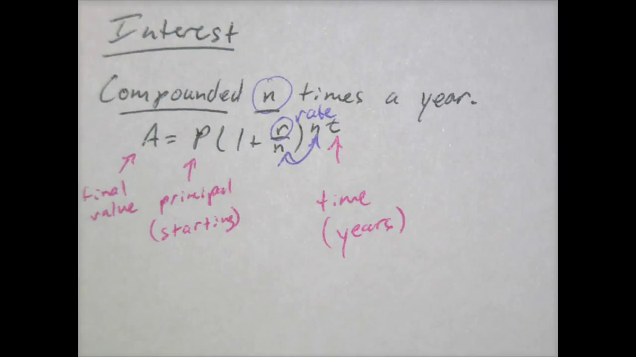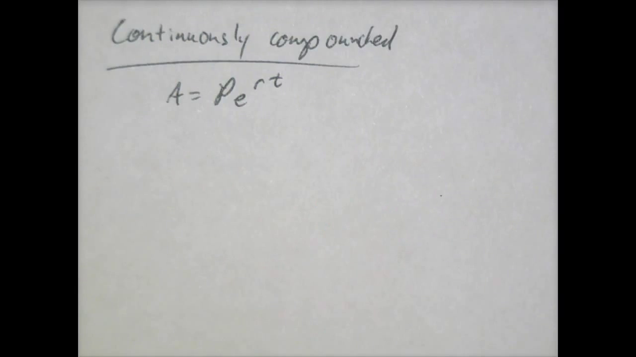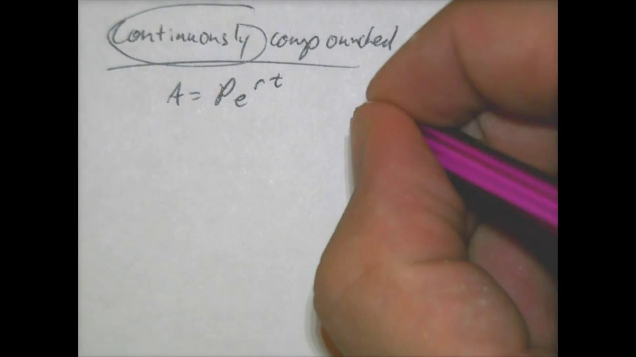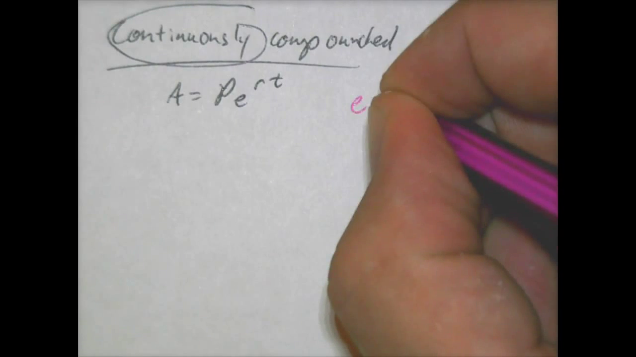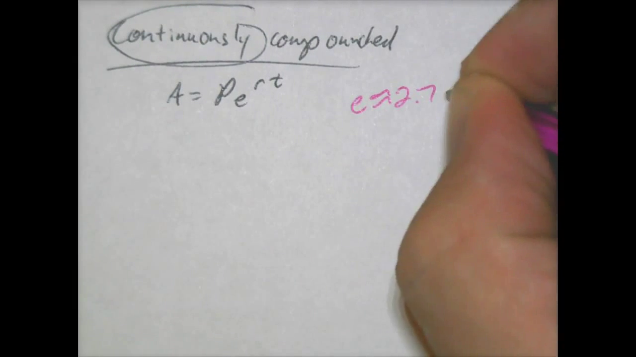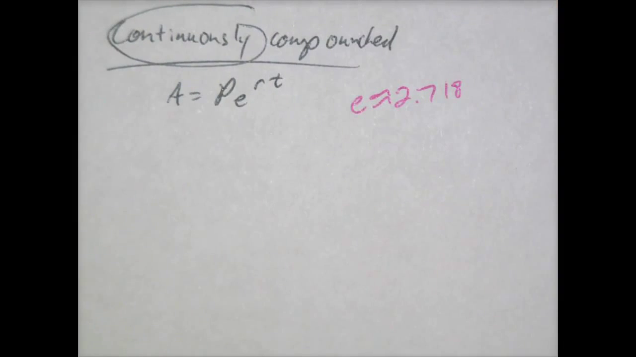Let's practice it. Oh wait, no, I have one more. Okay, the other interest formula is continuously compounded. It is not n times a year, it is continuous. This is the formula. E, this is called Euler's number. E is about 2.718. This guy, Euler, did a calculation of the limit as x goes to infinity for 1 plus 1 over x to the x power.